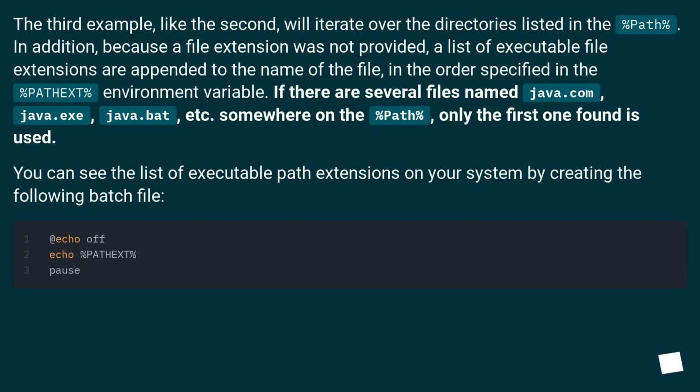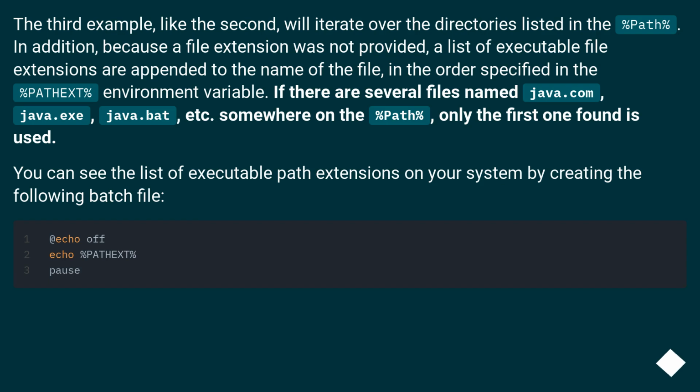The third example, like the second, will iterate over the directories listed in the %path%. In addition, because a file extension was not provided, a list of executable file extensions are appended to the name of the file, in the order specified in the %PATHEXT% environment variable. If there are several files named java.com, java.exe, java.bat, etc. somewhere on the %path%, only the first one found is used.